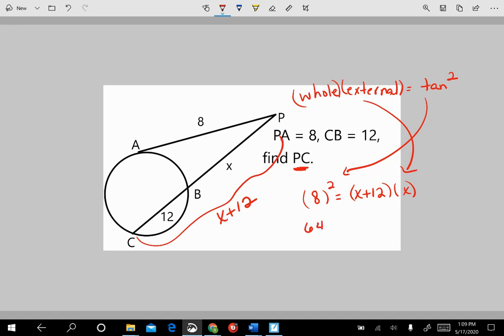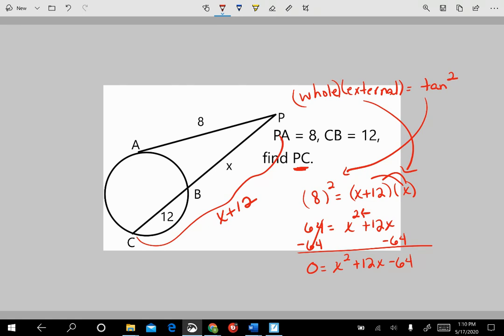So this is 64. I'm going to distribute, and I end up with an x squared and a 12x, which means I need some of my algebra skills to realize I now have a quadratic equation with this little x squared. And if I have a quadratic equation, I would like one side to be equal to 0. So I'm going to subtract 64 from both sides, and I will get x squared plus 12x minus 64.